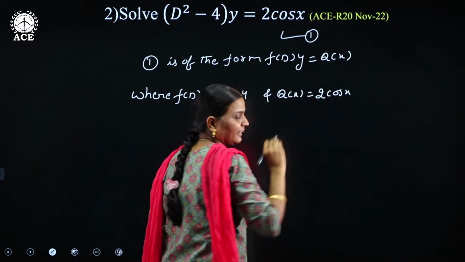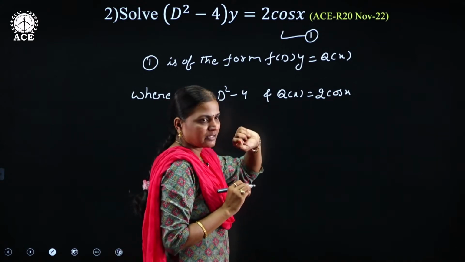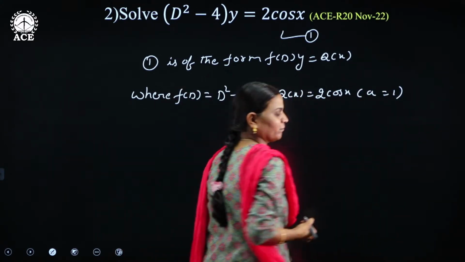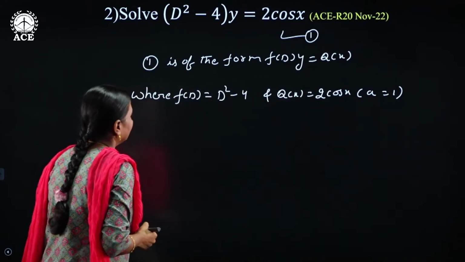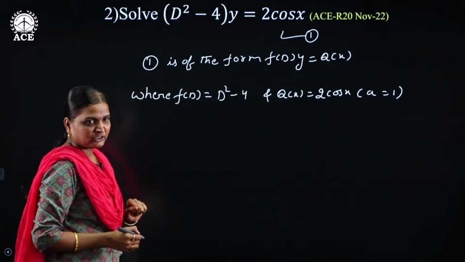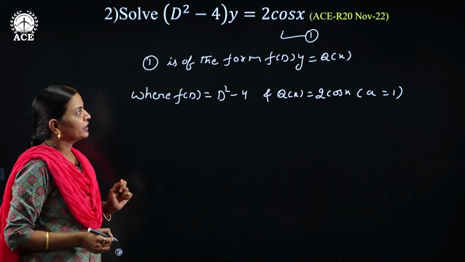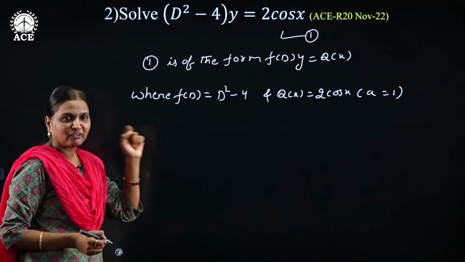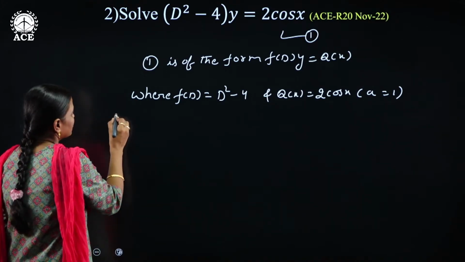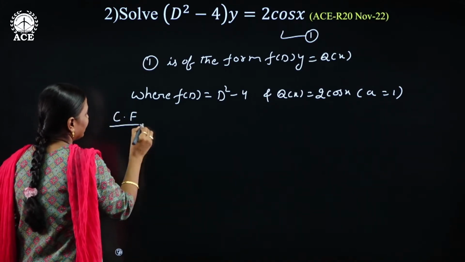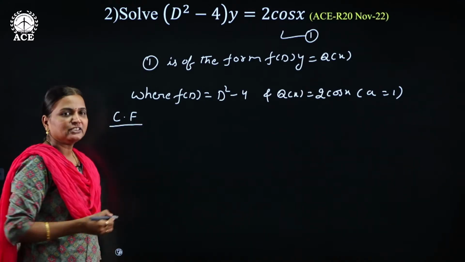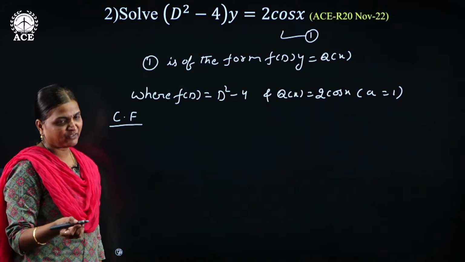And what is the a here? It is of the form cos ax, so a is equal to 1 only, since the x coefficient is 1. Next, it is a non-homogeneous equation, so the general solution is the complementary function plus the particular integral. First is the complementary function, which is nothing but the general solution of the homogeneous differential equation.